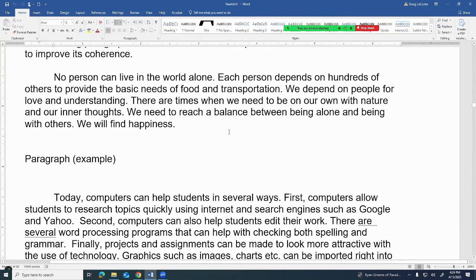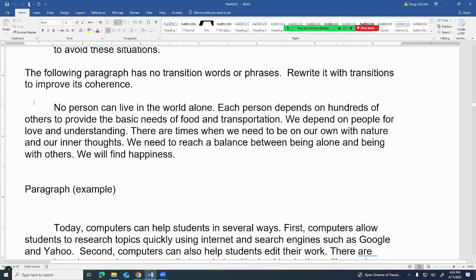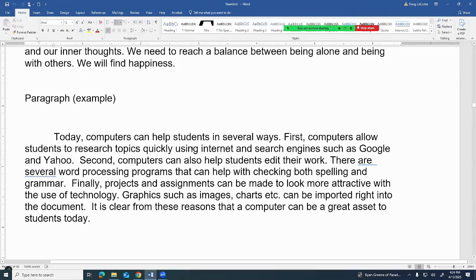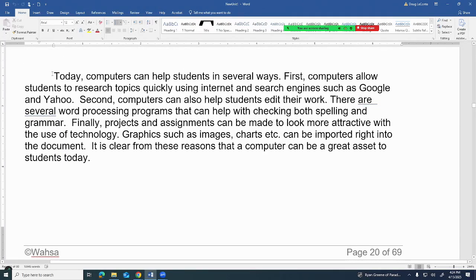Since we don't really have enough time in this class, I'll have to skip over this one, but give this one a try. Now, our example paragraph about computers, here we are with the paragraph that we worked out. And it's a real world example.